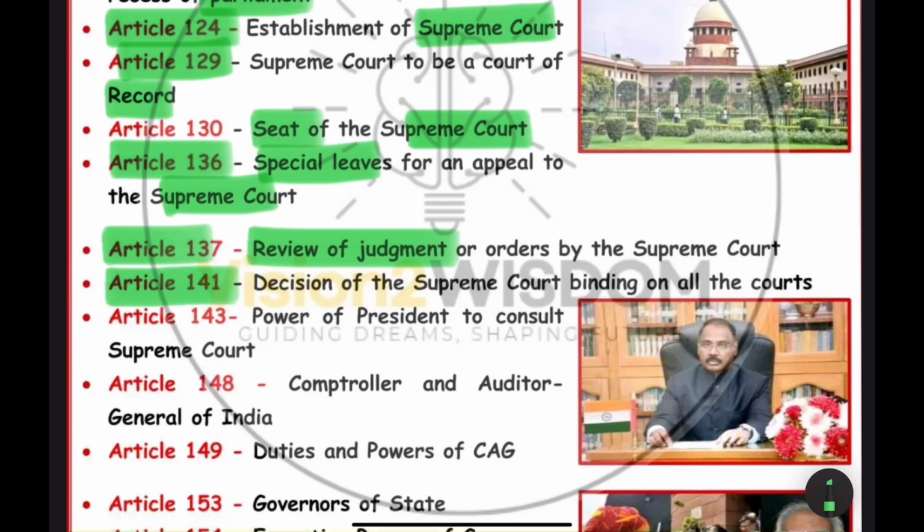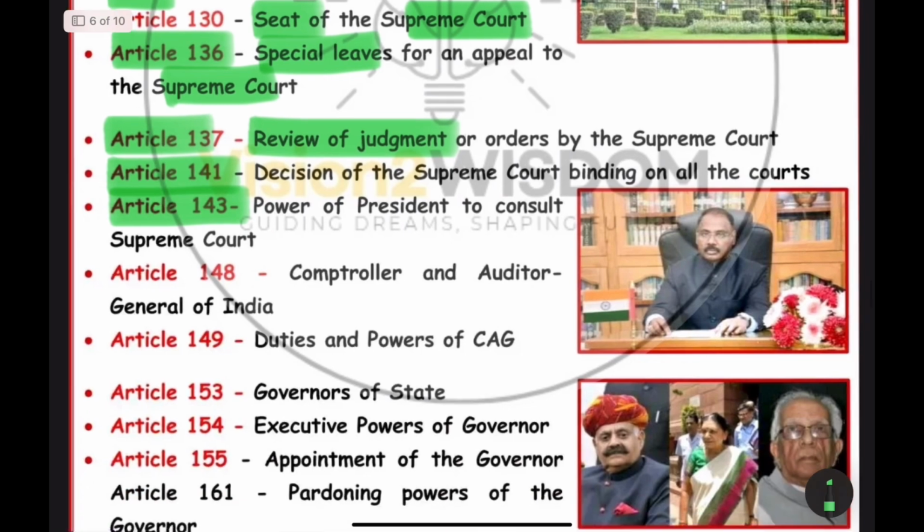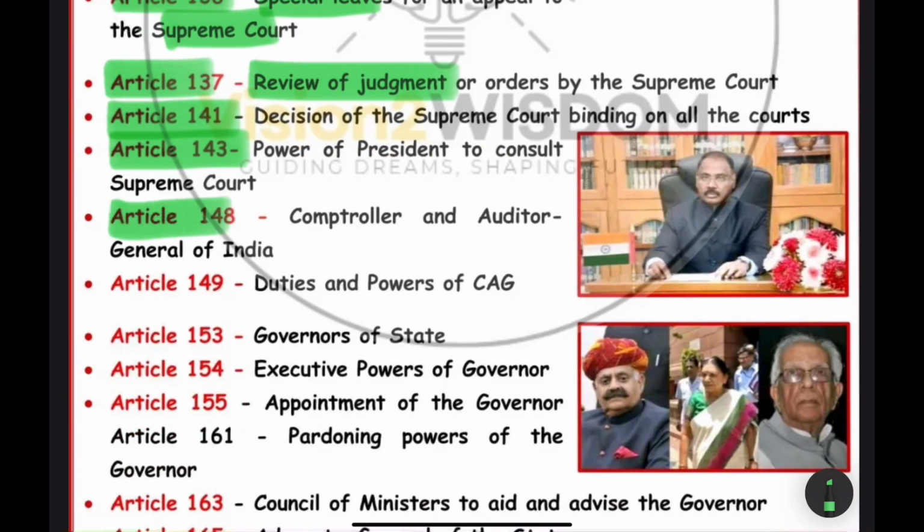Then Article 143 is the power of the President to consult the Supreme Court, which is nothing but the aid and advice given by the Supreme Court to the President. Article 148 is the CAG, the Comptroller and Auditor General of India. Then Article 149 is the duties and powers of the CAG. Article 153 is Governor of States.